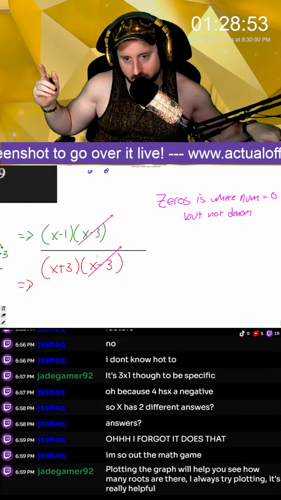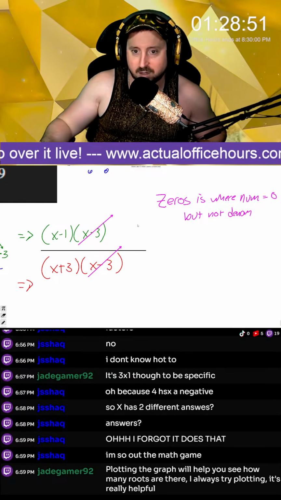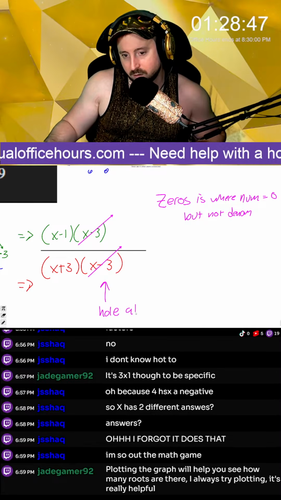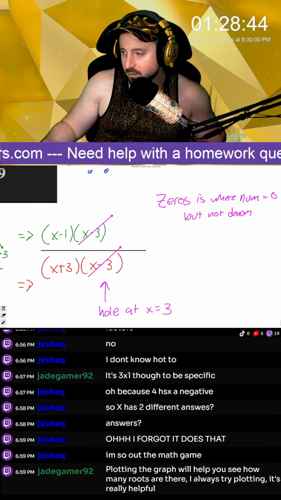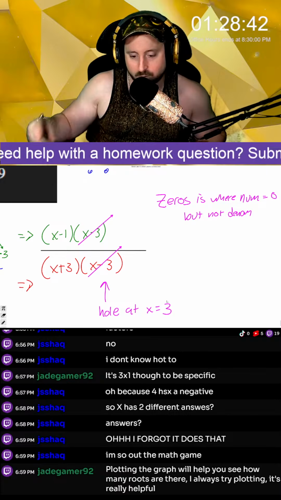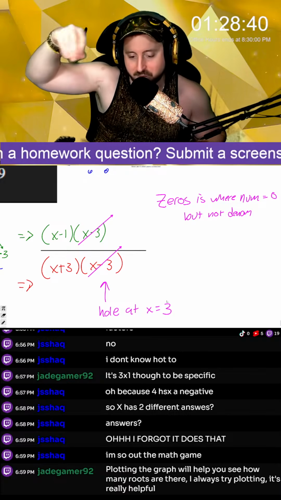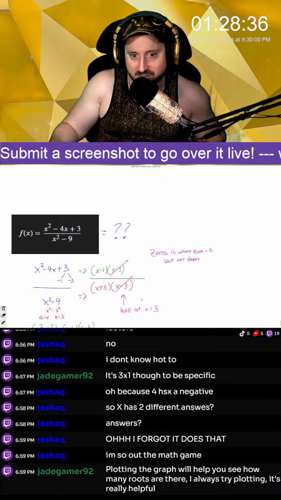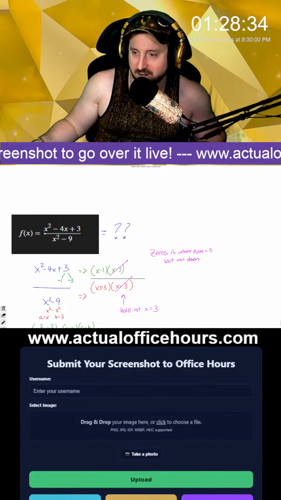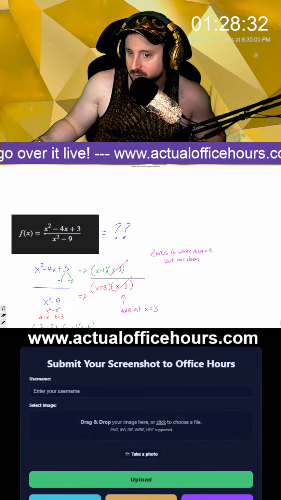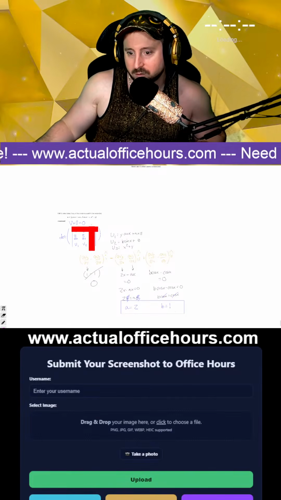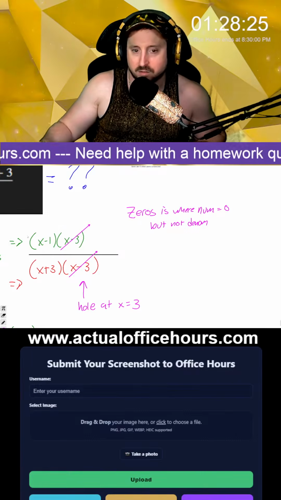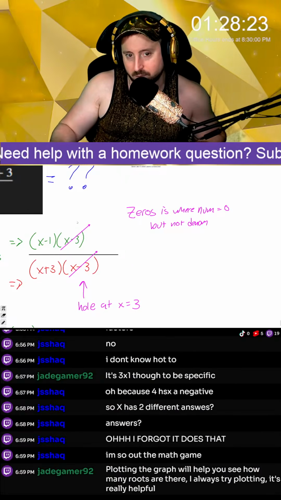The thing that's tricky here, though, is this is technically called a hole. This is technically a hole at x is equal to 3. So if you make your graph, you have to put like a circle there, because technically this function as it stands is not defined at x equals 3. Okay. So once that's out of the way, the zeros is where the numerator is equal to 0.